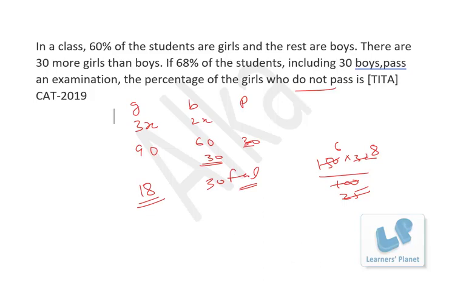Okay. So a very simple problem from the CAT 2018 paper, right? Once again, 60% girls and 40% boys. So 3x and 2x. The difference is x, and x is 30. So the total number of students is 150. Out of these 150 students, 32% fail. So 32% of 150 is 48, and from these 48, 30 boys fail. So the remaining 18 girls failed, and 18 girls out of a total of 90 girls is 20%. Okay.